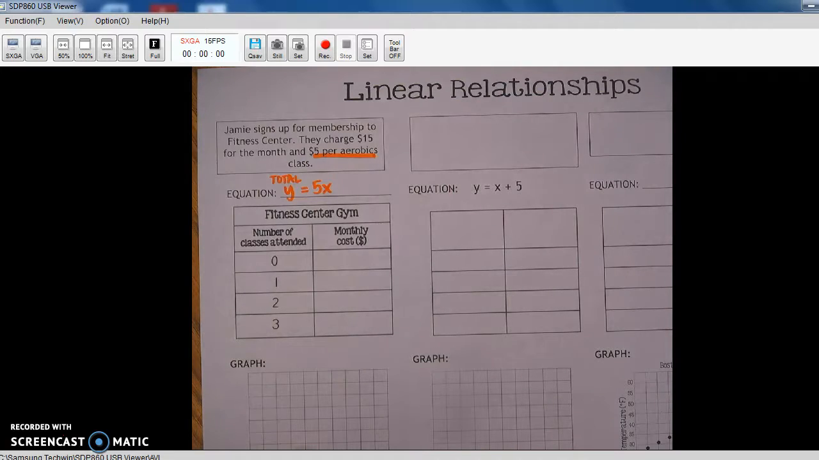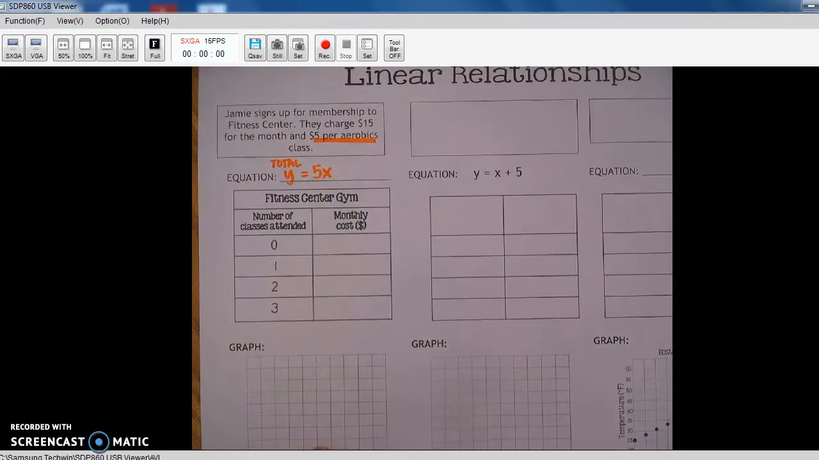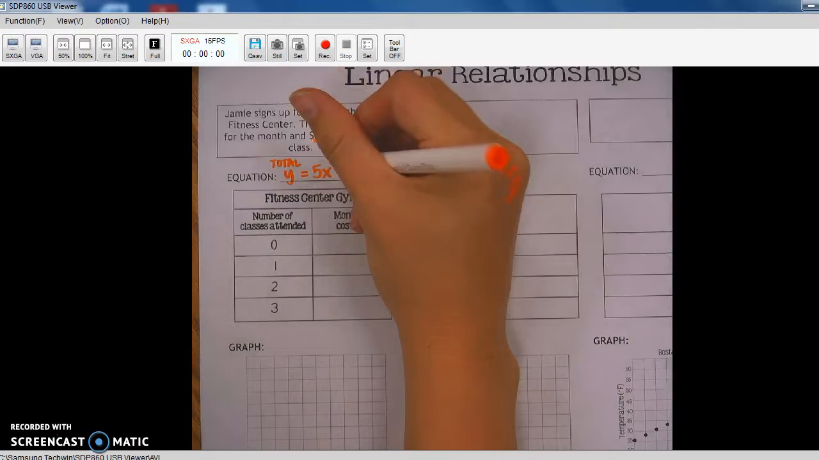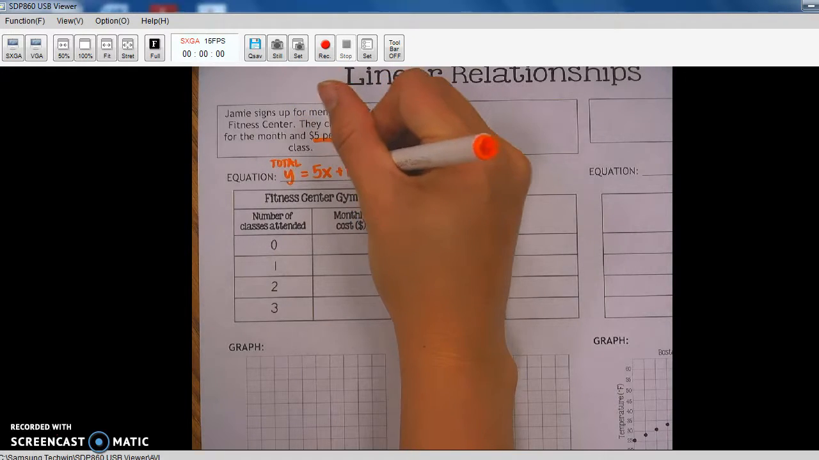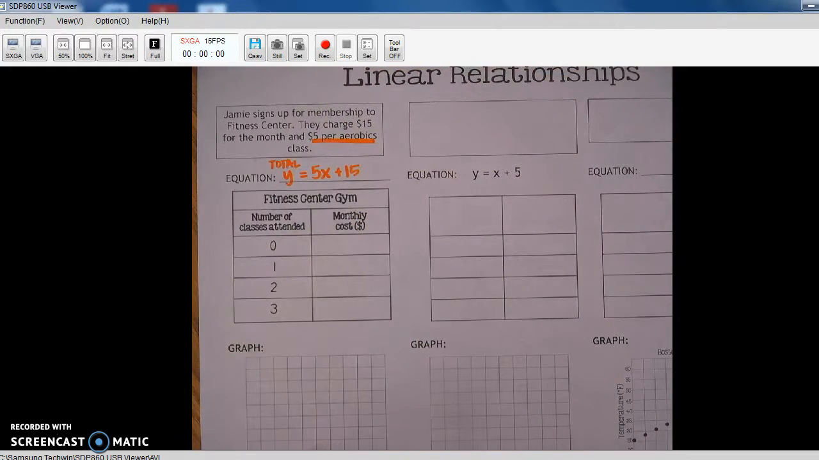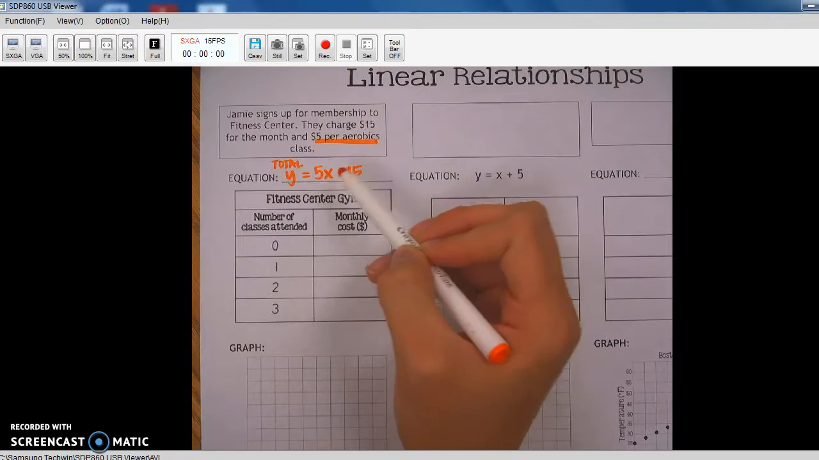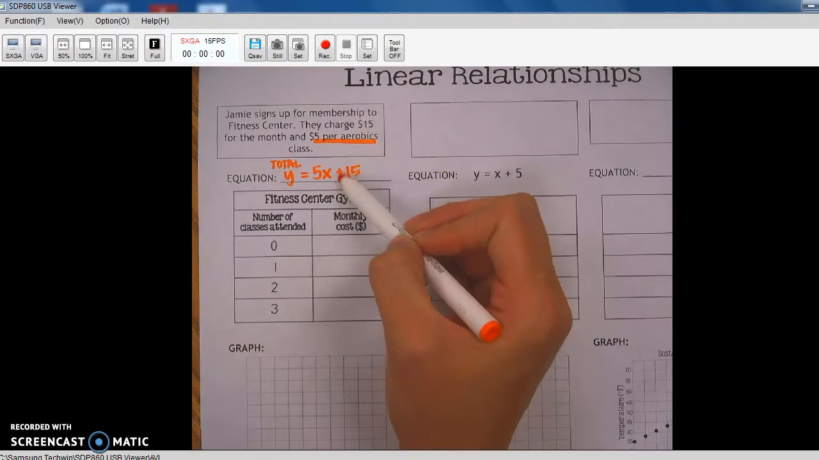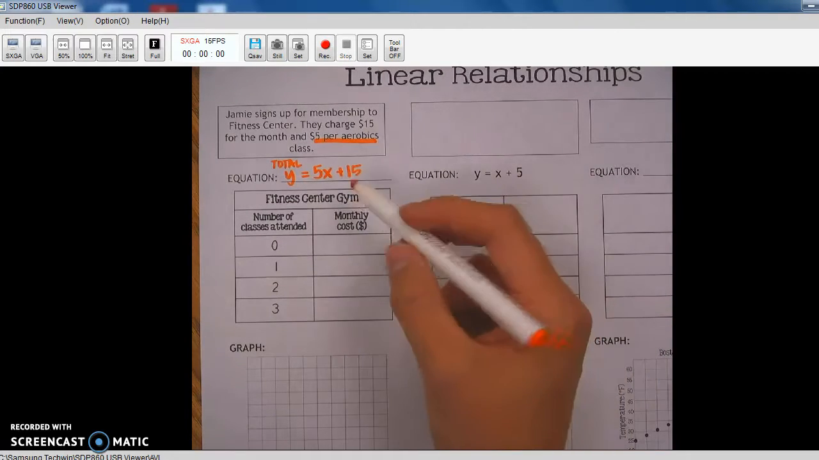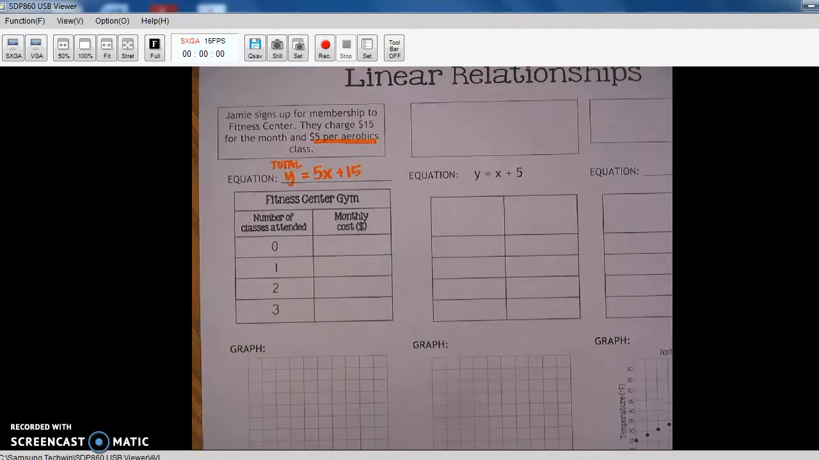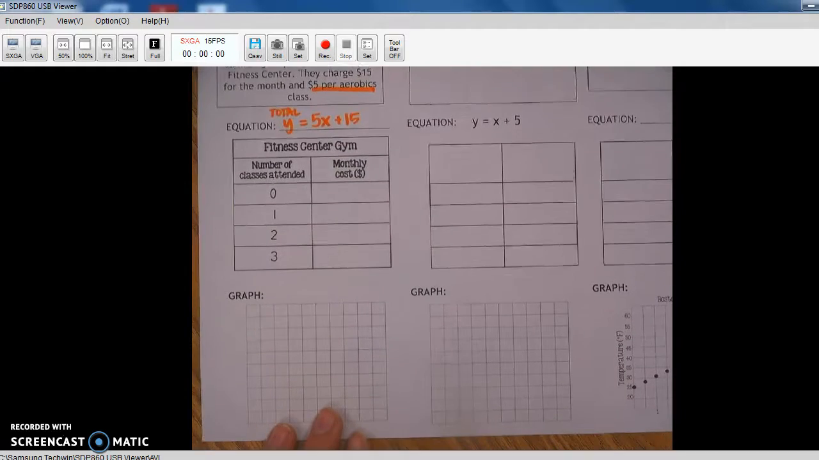But that's not all she has to pay for the month. She also has to pay $15, so plus $15. Okay, so remember, once you find your rate of change, that's your amount that you're multiplying by x. If there is an extra amount, then we're just adding or maybe sometimes subtracting that at the end. Okay, so let's look at our table now.